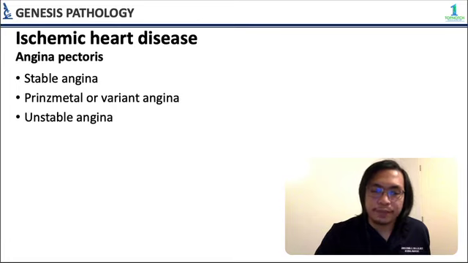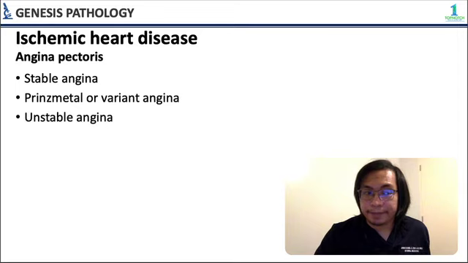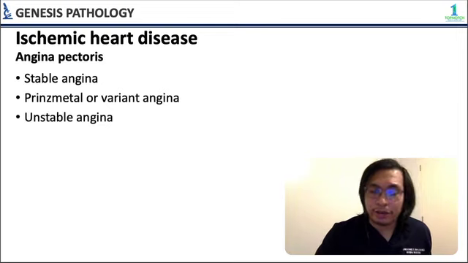So usually, the presentation of your stable angina would be chest pain, substernal, no? Radiating to the left or right extremities, can be epigastric, can be radiating to the lower jaw, okay? That is relieved by rest or nitrates. Then the duration is usually less than 5 minutes.